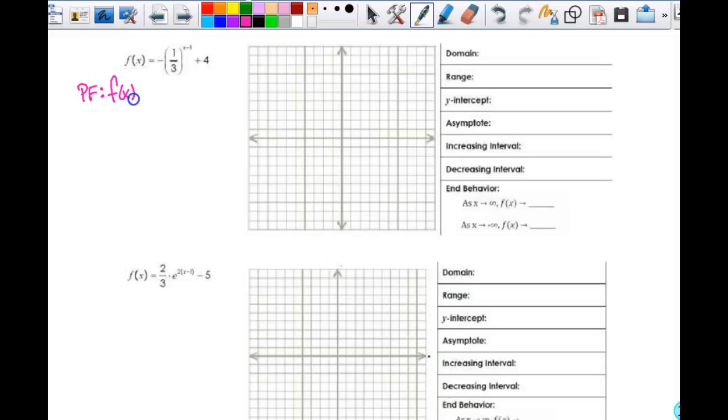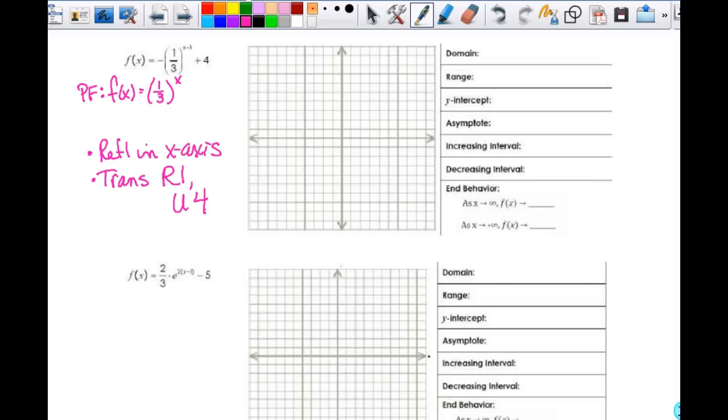We've got f(x) = (1/3)^x. Notice that my fraction is in parentheses, otherwise it's just 1 to the x power. And then I need to write down my transformations. This negative here is going to be a reflection in the x-axis. 1/3 is my base. That -1 means I'm going to translate right 1, and then that means I'm going up 4.